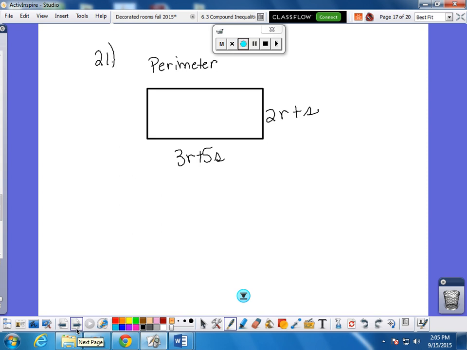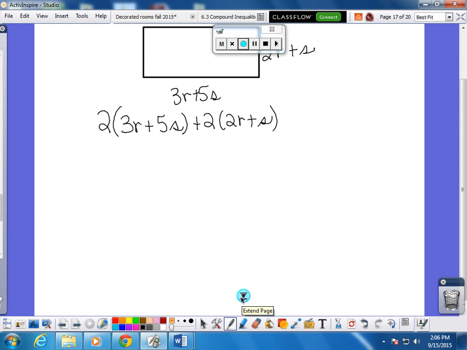21, I'm asked to find the perimeter. How do I find perimeter? Add up all the sides. Okay. Well, there's 2 lengths and there's 2 widths. So I will do the distributive property here and here, then start combining like terms. 2 times 3R is 6R. 2 times 5S is 10S, good. 2 times 2R, 4R, and 2 times S is 2S.